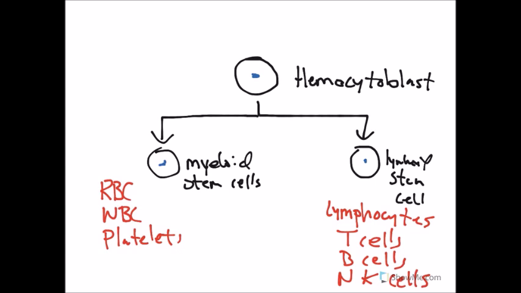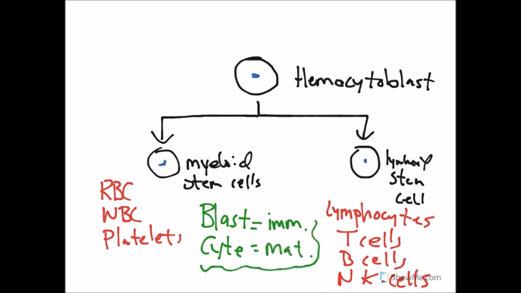Now, just as a quick rule of thumb, when we see words like blast, this means it's immature. If we see the word cyte, we know this means it's mature. This is something I'll talk about later throughout this video. So we want to start off by talking about each set of cells and remembering the cell lineages that give birth to them. The very first set of cells we're going to talk about are red blood cells, or erythrocytes.